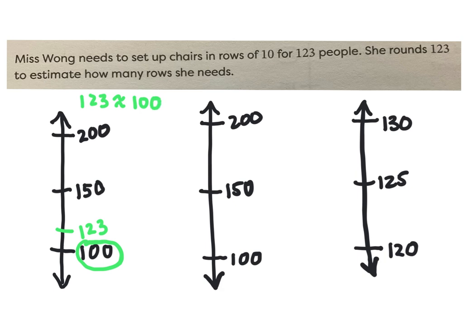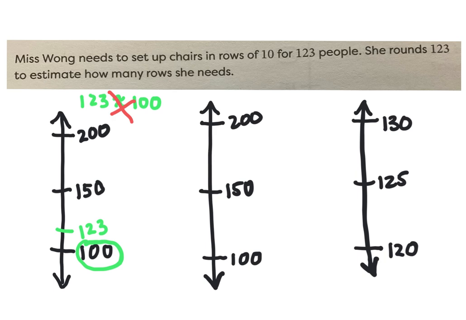Would that make sense? No, that would not make sense, because there would be fewer chairs for people to sit on. You won't have enough chairs. So that first estimation would not be correct. What about the second one?